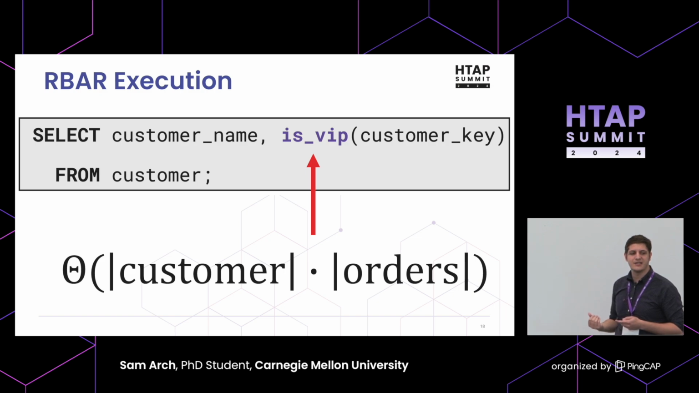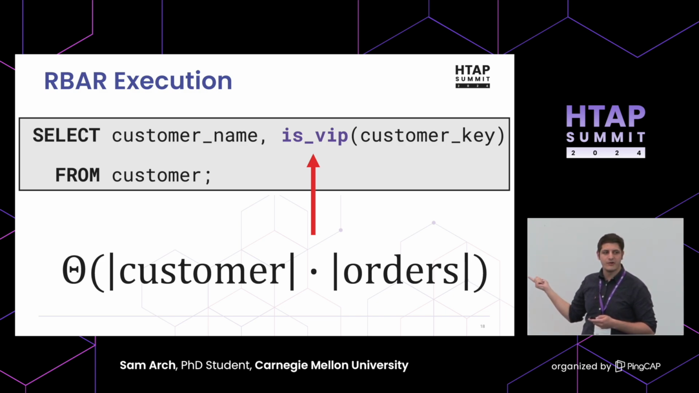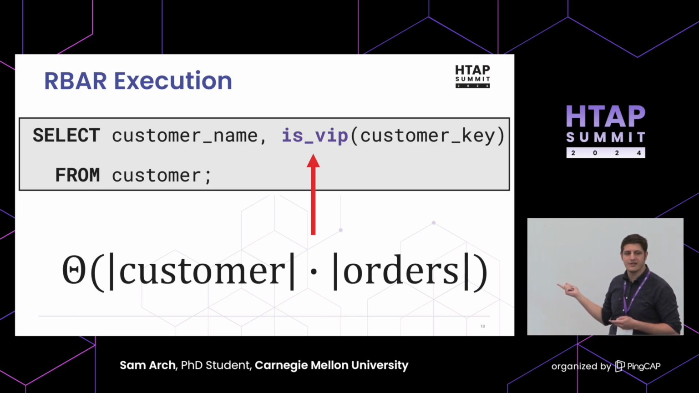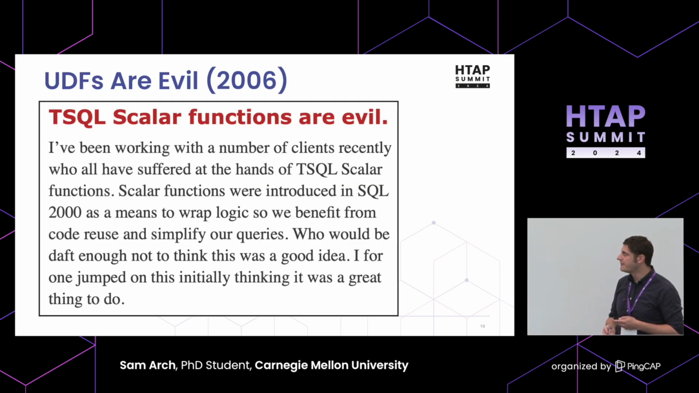If we have a very small database which only has 1 million customers and 1 million orders, that's 1 trillion operations to answer this query, and it's not going to execute in any reasonable amount of time. So this is what R bar is about, because row by agonizing row, we're forced to call the UDF. And as a result, UDFs have gotten a very bad reputation in the database community.